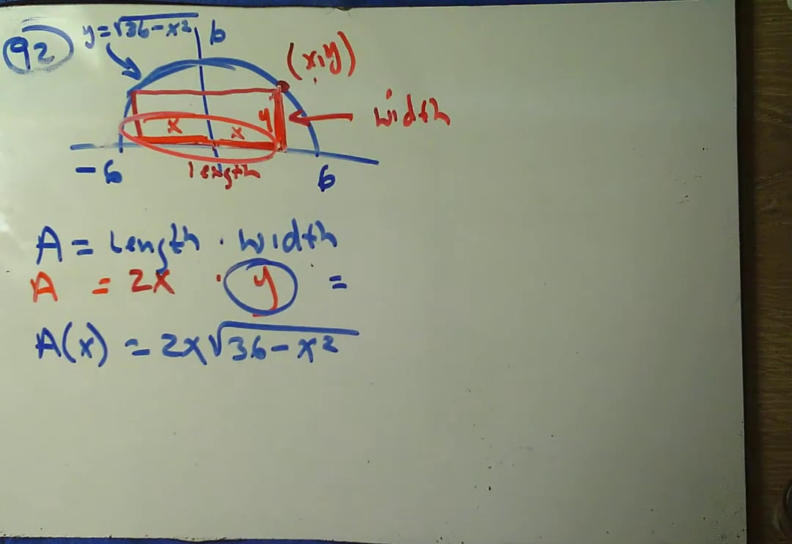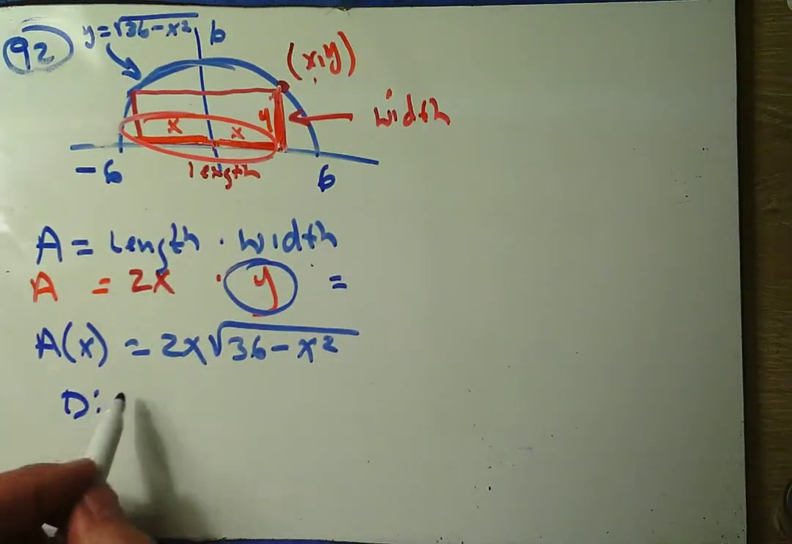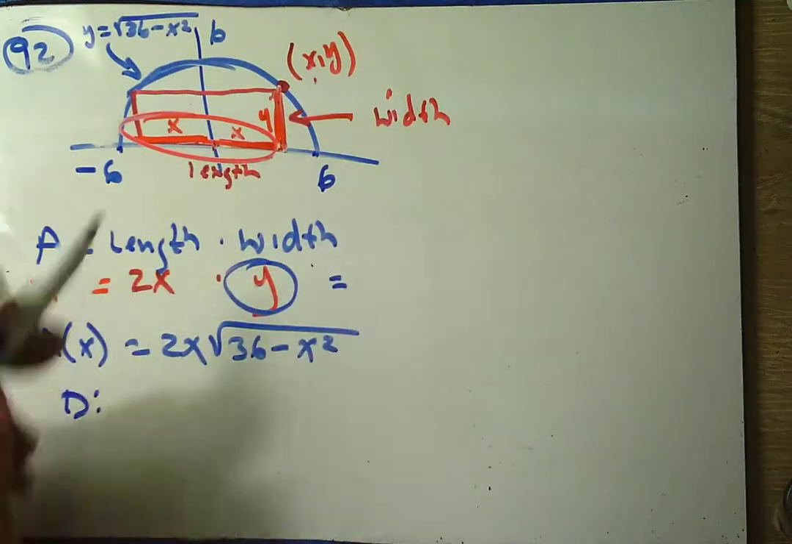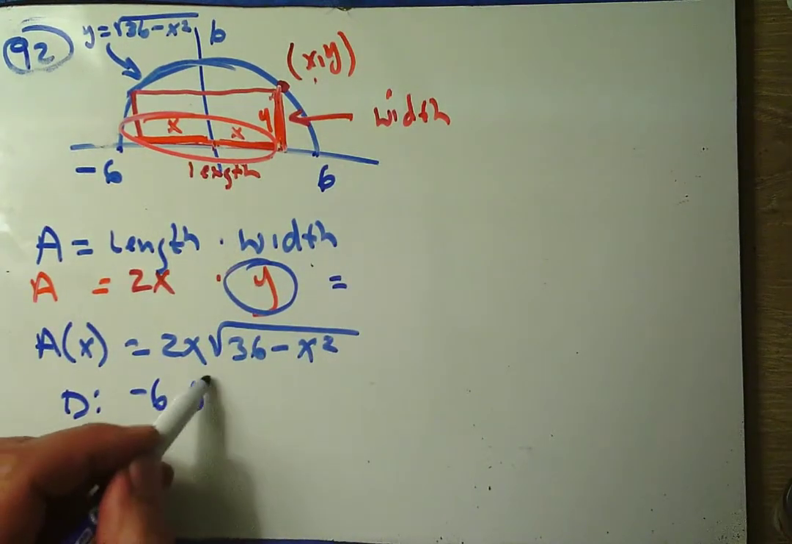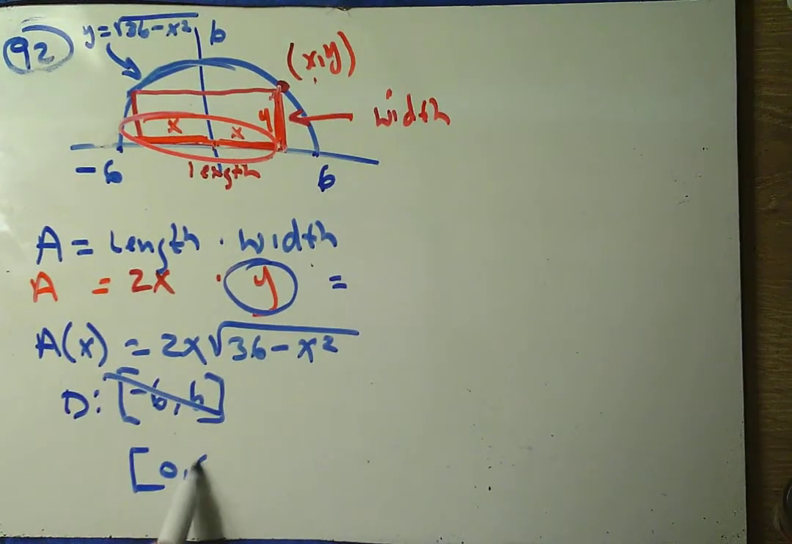It says here, determine the domain of the function. Well, I'd be okay if you said that the domain went from negative 6 to 6. I'd be okay with that. I wouldn't enjoy that. I think a better answer is that the domain goes from 0 to 6, because my x values can't be negative numbers.